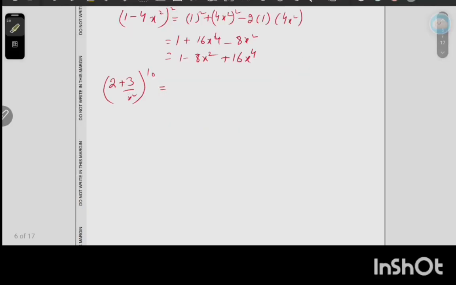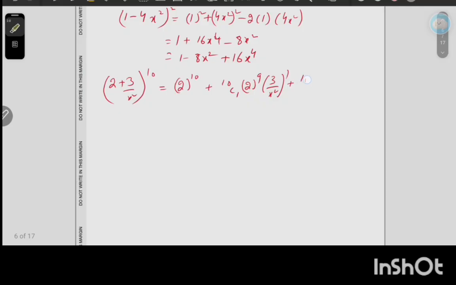Here we have to apply the binomial. So this one will be 2 power 10, and 10c0 will be 1. So (3x square) power 0 is also 1. We have to use only this one. Now the second one is 10c1 and 2 power 9, because the power will be reduced, with 3x square power 1.